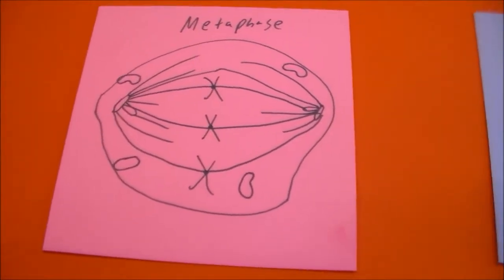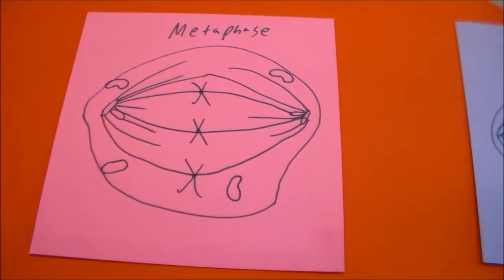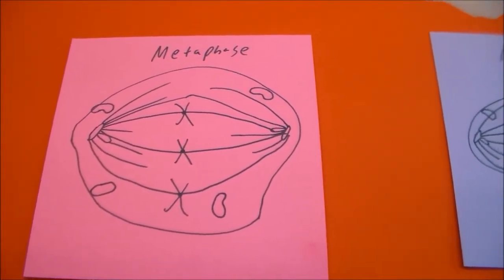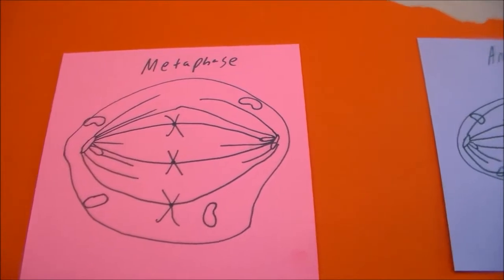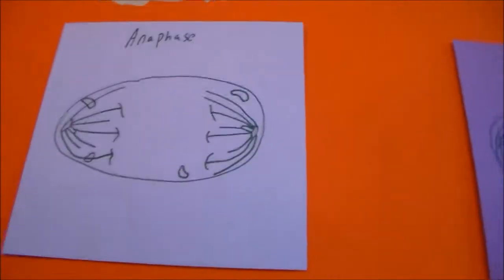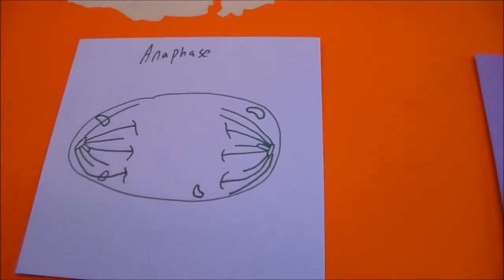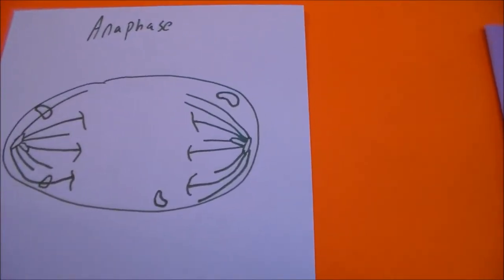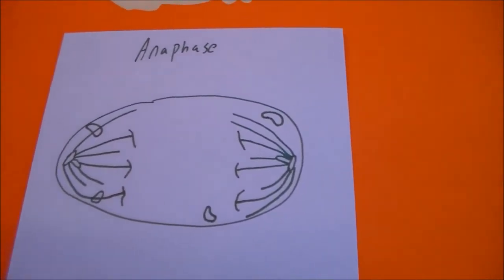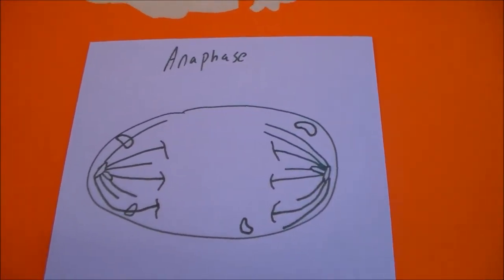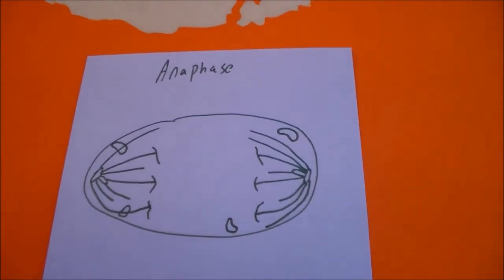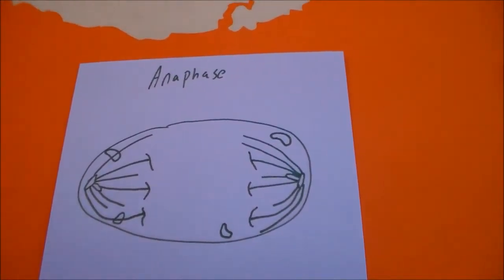In metaphase, chromosomes are lined up at the metaphase plate. Each sister chromatid is attached to a spindle fiber originating from opposite poles. In anaphase, centromeres split in 2. Sister chromatids, now called chromosomes, are pulled toward opposite poles. Certain spindle fibers begin to elongate the cell.